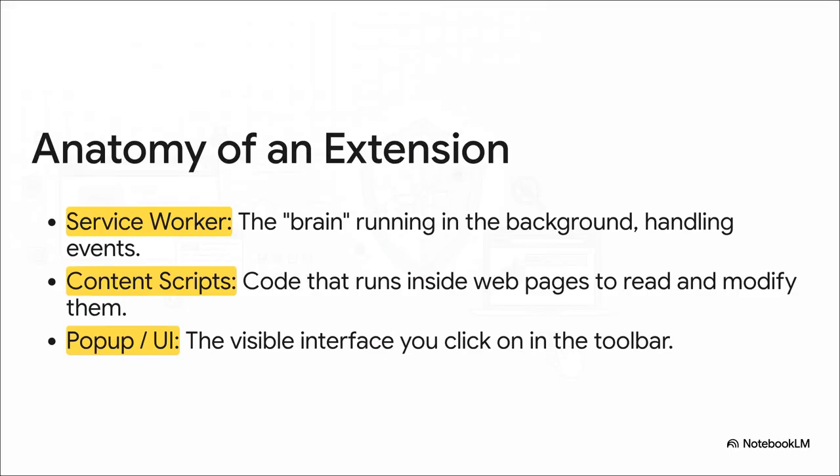And an extension isn't just one single piece of code. It's usually made up of 3 core parts. You have the service worker, which is kind of like the brain of the operation, just running in the background. Then you have content scripts, and this is the powerful part. It's code that actually gets injected right into the web pages you're looking at. And finally, you have the pop-up, which is just that little interface you see when you click the icon in your toolbar.